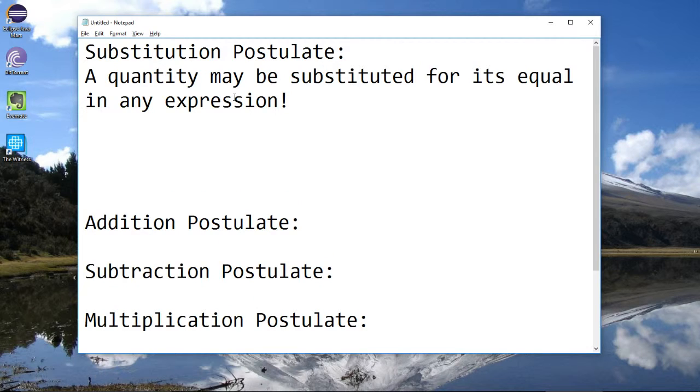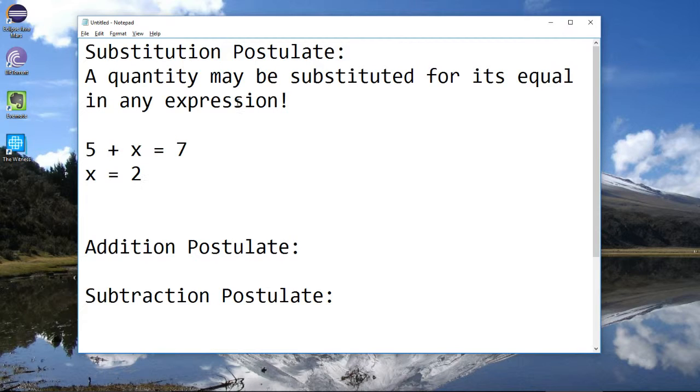What that means is that, let's say I have two expressions here, 5 plus x equals 7, and then x equals 2. So some number, some quantity, is allowed to be substituted for something that's equal to it in any expression. Well, I've got the x over here, and I can replace that with something that it's equal to. Down here I have that x is equal to 2. So I can take the x in my first expression and substitute a 2 in there, and make it look like 5 plus 2. All I'm doing is substituting in for x the 2 that I know is equal to it. 5 plus 2 equals 7.